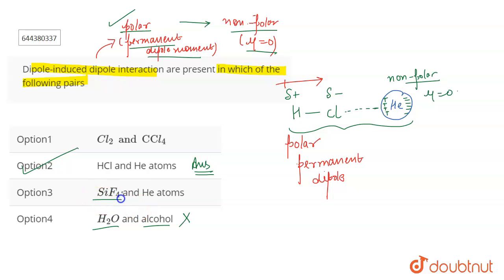Talking about SiF4, SiF4 has a zero dipole moment because it has a tetrahedral structure, right? And both have zero dipole moment, so no dipole-induced dipole interactions. Same is the case with Cl2 and CCl4, because Cl2 has two same atoms attached, no electronegativity difference, no dipole, so this also has a dipole moment of 0, and CCl4 is a tetrahedral, symmetrical molecule and therefore has a dipole moment of 0. So this can also not be the case. It is possible only if you have a polar and a non-polar molecule interacting together, right? That's all for the question.